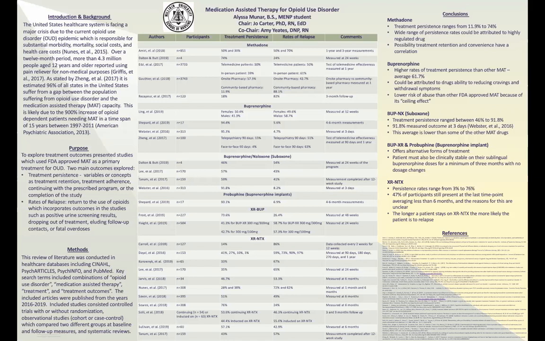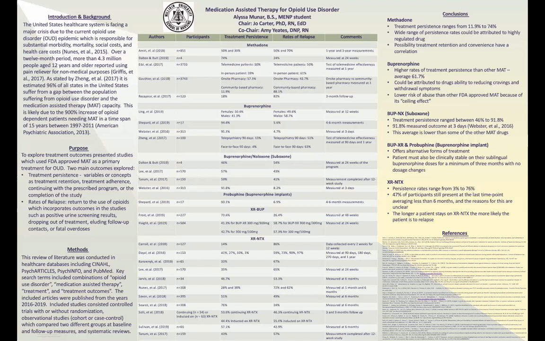The conclusions, or the various treatment persistence rates and the rates of relapse, are presented in the table on the poster, as well as the number of participants that were included in the study and the time in which they measured the various outcomes. And the conclusions for each drug were synthesized based off of these rates presented, as well as the characteristics of each drug and factors that could have influenced the treatment, like how long they took to measure or how the drug was administered.